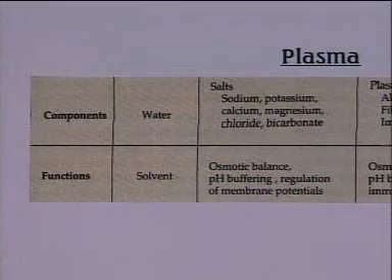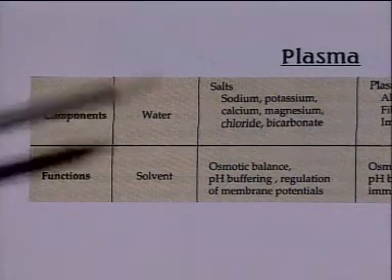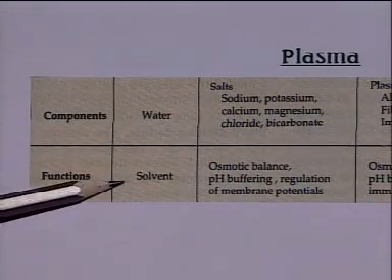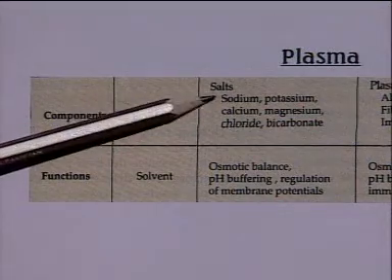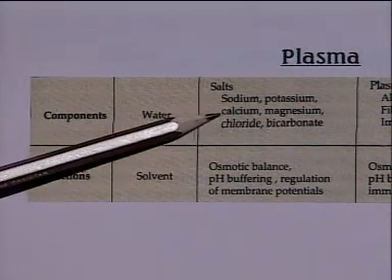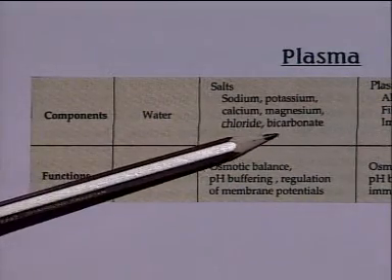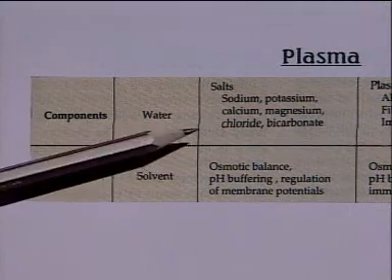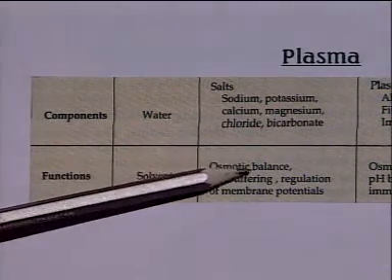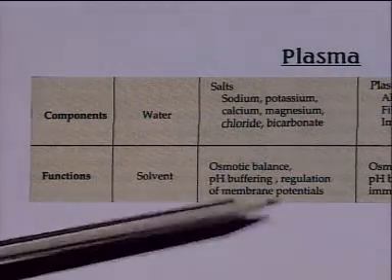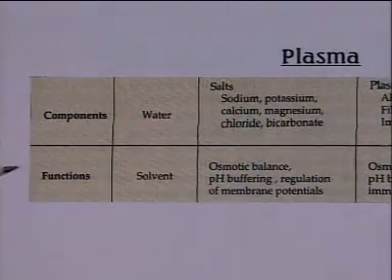First of all is the plasma. Plasma is the fluid portion of the blood. It is a dilute salt solution. An analysis of it shows that about 90% of it is water, which acts as solvent. Salts, which include sodium, potassium, calcium, magnesium, chloride, and bicarbonates. Their main function is to maintain the osmotic balance, pH buffering, and regulation of membrane potentials.